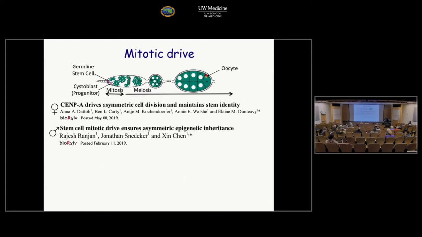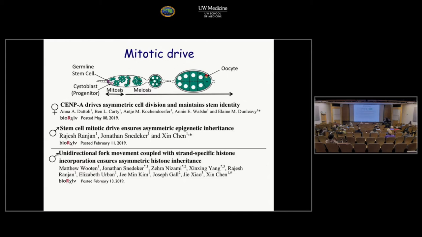Now, why would it do this? Well, this was also explained by Jin, in showing that there's unidirectional fork movement on all the chromosomes such that all the old histones go to the stem cell and the new histones go to the progenitor cell, because the old histones go with the leading strand and the new histones to the lagging strand. So here we have a situation where a selfish process has been co-opted by the host in order to do something very fundamental for its biology.